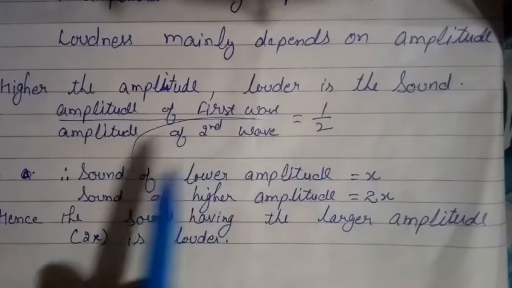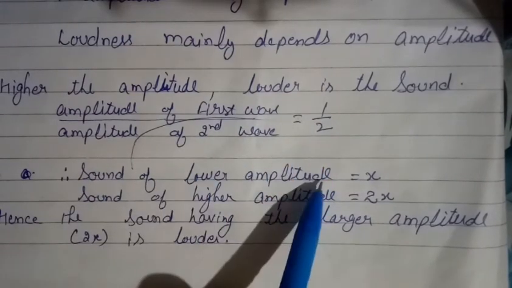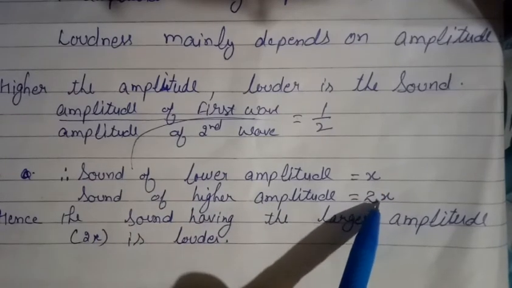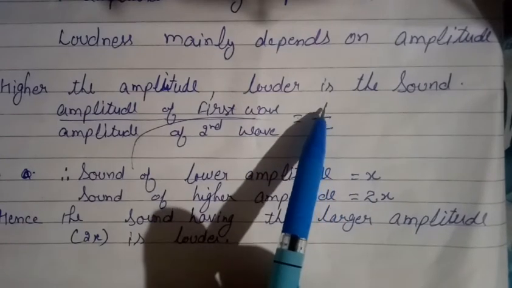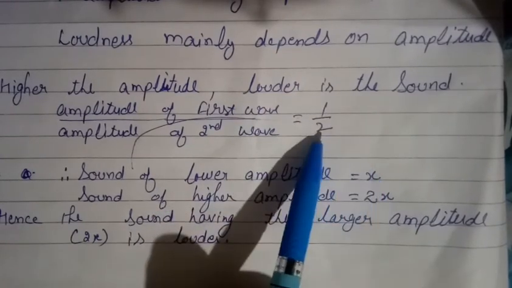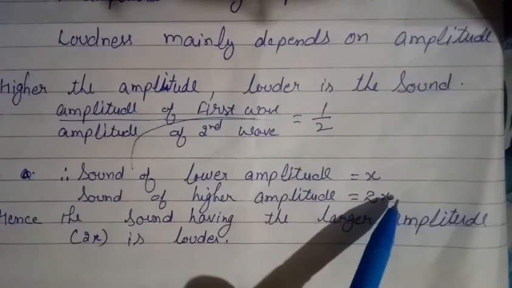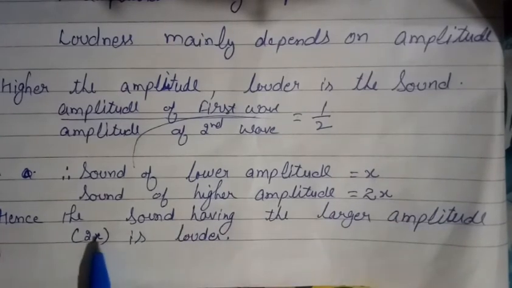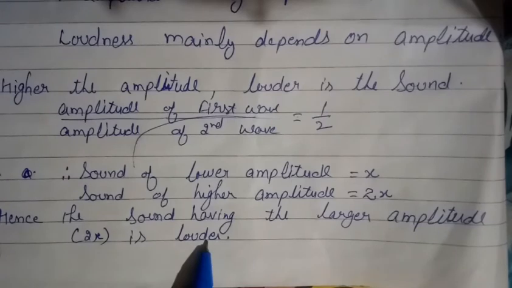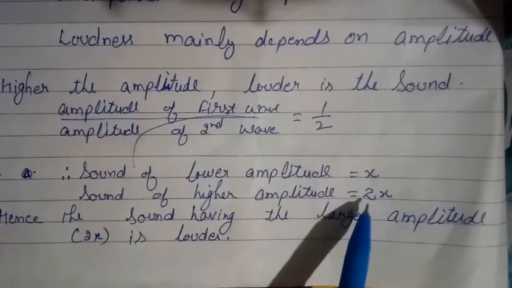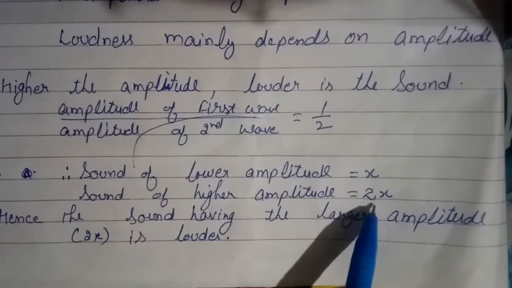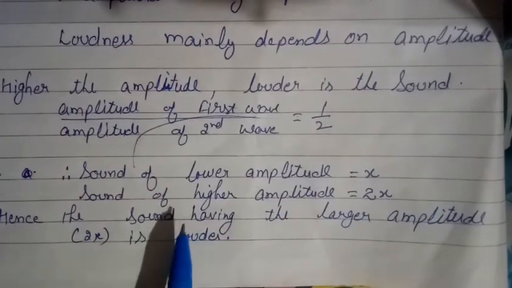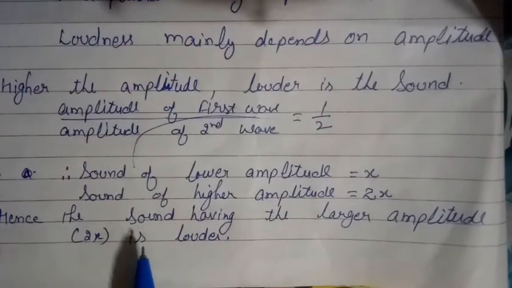1:2 means 1/2. So therefore the sound of lower amplitude is equal to x, and the sound of higher amplitude is equal to 2x. We have just multiplied 1 with x, that is x, and 2 with x, that will again be 2x. So the sound having the larger amplitude 2x is louder. It is very clear from this, this sound has higher amplitude, and as we know that loudness mainly depends on the amplitude, so the sound having the larger amplitude is louder.